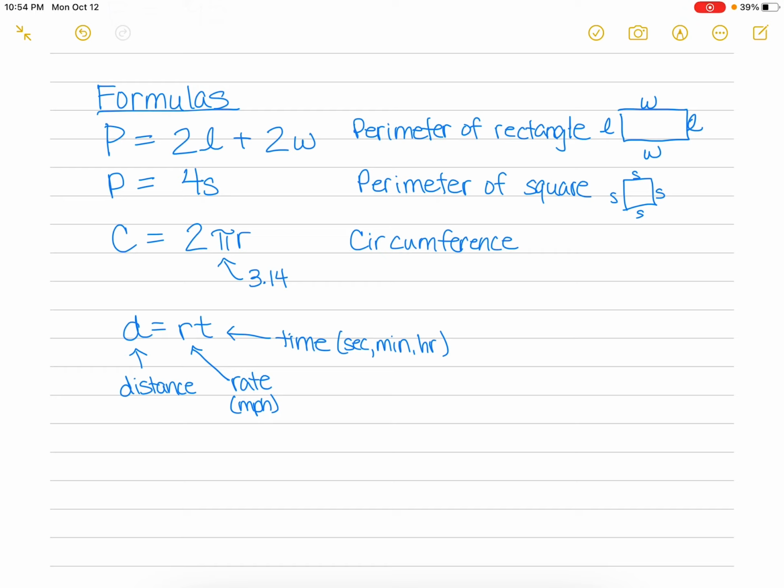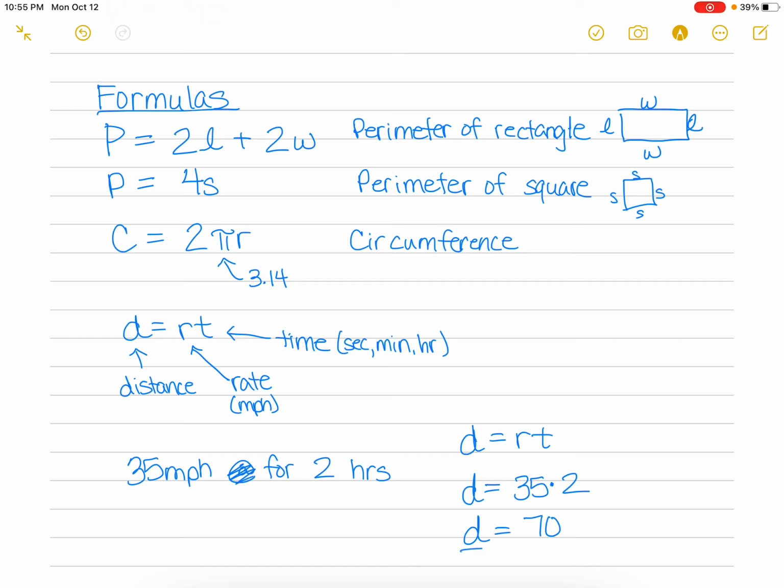So for instance, if they told you I was going 35 miles per hour for 2 hours, then to find the distance, I would do distance equals rate times time. We don't know the distance. The rate is 35 miles per hour, and the time is 2 hours. So I'm multiplying those two to get 70. And since it's distance, I'm going to use miles because miles is right here in miles per hour.